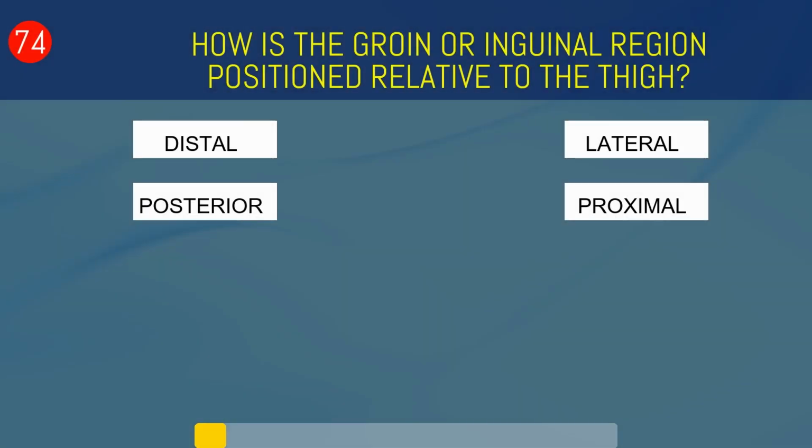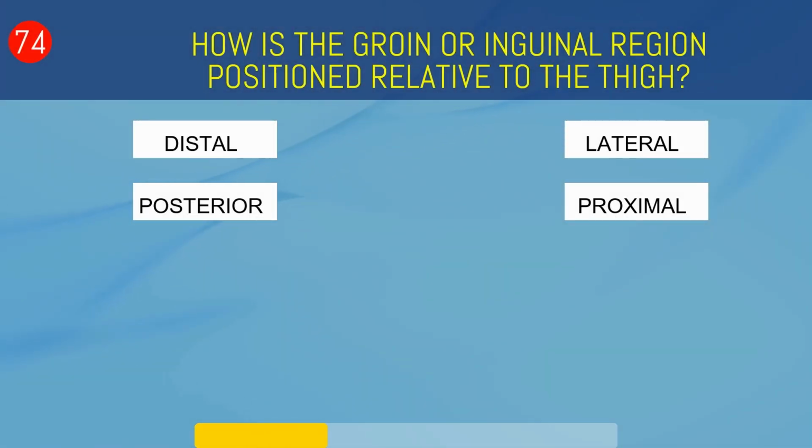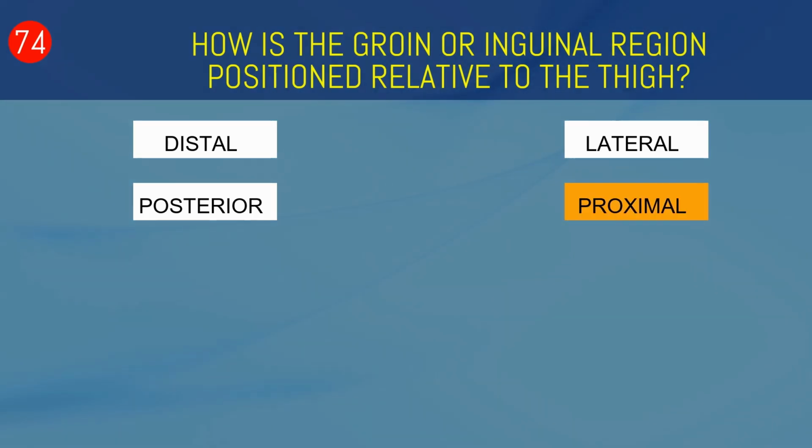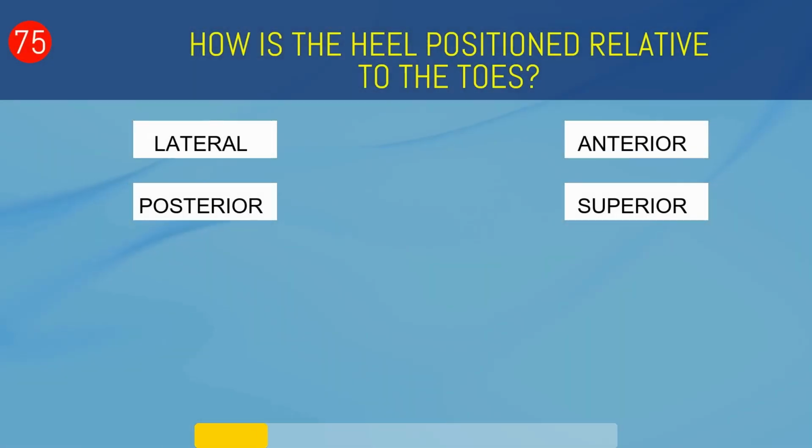Inferior. How is the groin or inguinal region positioned relative to the thigh? Distal, posterior, lateral, or proximal? Proximal. How is the heel positioned relative to the toes? Lateral, posterior, anterior, or superior?